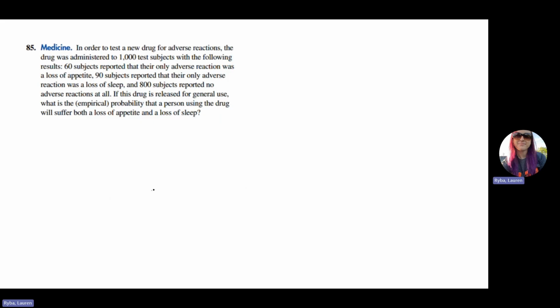In order to test a new drug for adverse reactions, the drug was administered to 1,000 test subjects with the following results. 60 reported their only adverse event was a loss of appetite. 90 reported their only adverse reaction was loss of sleep. And 800 reported no adverse reactions at all. The drug is released for general use. What is the empirical probability that a person using the drug will suffer loss of appetite and a loss of sleep? So, and implies the overlap, and that is the one value we do not have.